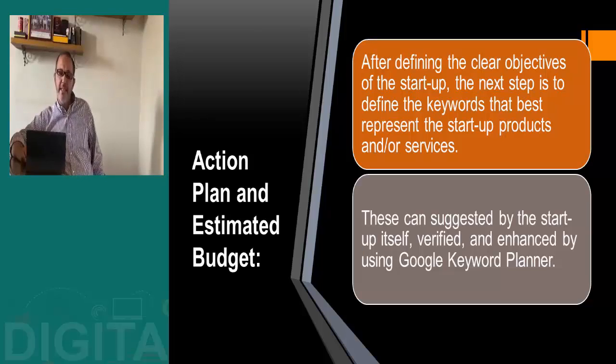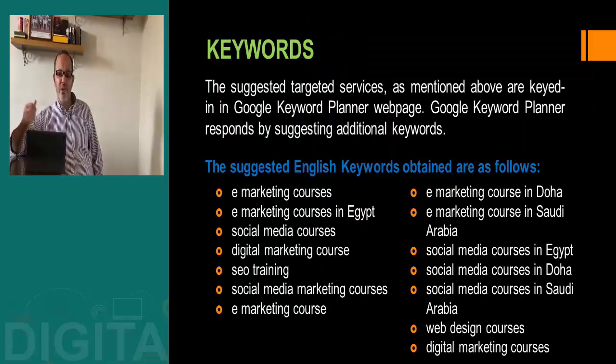The action plan and estimated budget. After defining the clear objectives of the startup, the next step is to define the keywords that best represent the startup products and services. These can be suggested by the startup itself, verified and enhanced by using Google Keyword Planner. So let us have a look at the keywords.